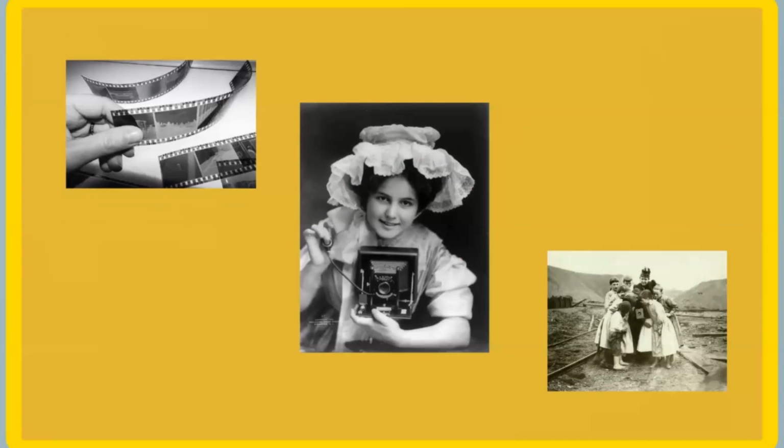Everything changed again when George Eastman invented film with a flexible base. It's similar to plastic. And soon, handheld cameras were mass-produced, which lowered the cost and simplified the process so many families were able to purchase one.